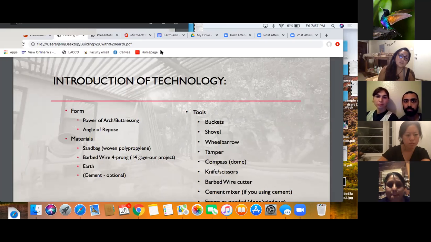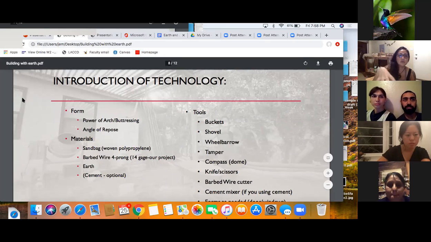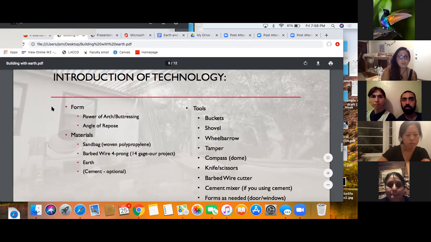So that's just, if we're talking about what's the difference between Superadobe and maybe some other adobe methods that we've been thinking about or are familiar with, I would say those are kind of the most obvious. But we can also go more into, maybe Steele, if you want to talk about form or materials. Yeah, I can definitely do that.